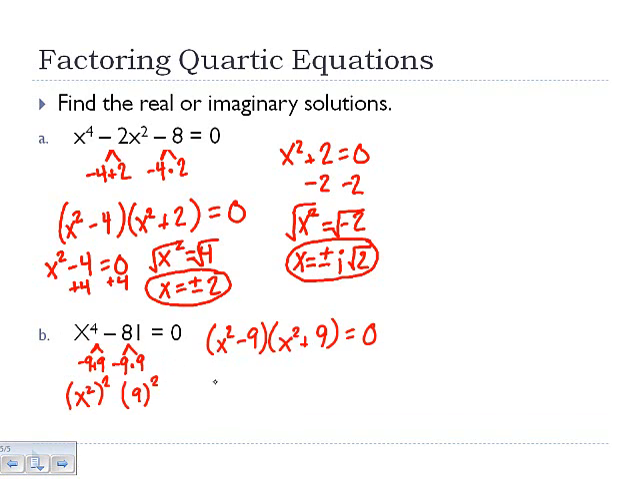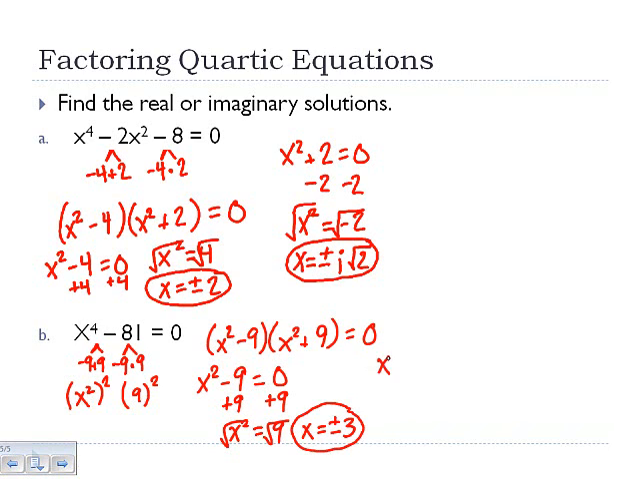Same as always, now that we have linear factors, we set each one of them equal to 0. So let's start with x squared minus 9 equals 0. Add 9 to both sides. X squared equals 9. Take the square root, and x equals plus or minus 3. Do not forget your plus or minus. That's what gives you 2 answers here.